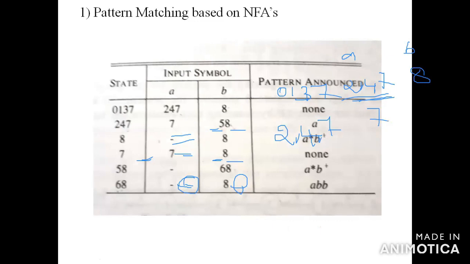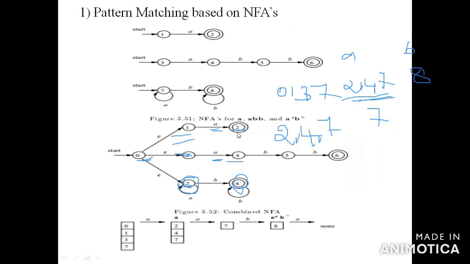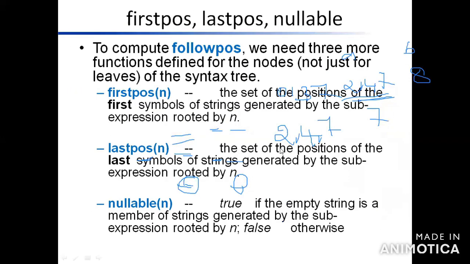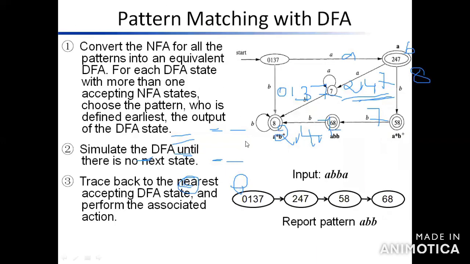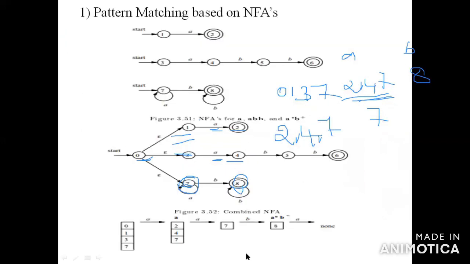Okay. Then check 247. What is 247? 247A is 7 only. What is 247B? Check here. Sorry, 247B is 8. Okay, 247B is 1, 4, 5, and another one for 8.